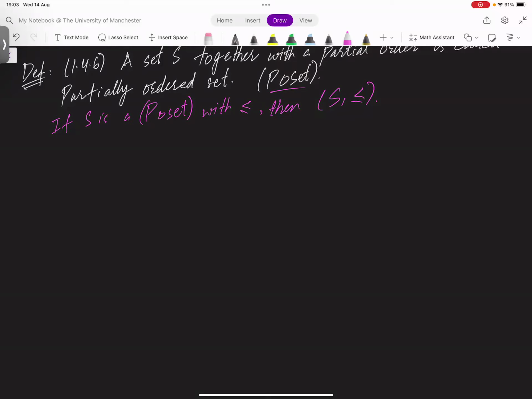And in example 3, we find that Z together with the divisibility relation is not a poset because R was not a partial order on Z. Then the partial order in example number 4 is known as the set inclusion relation on the power set P of S. So the power set together with the set inclusion relation is a poset.